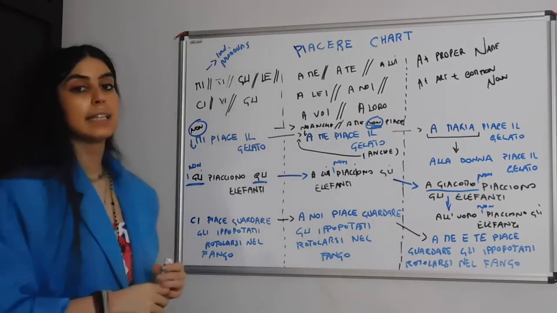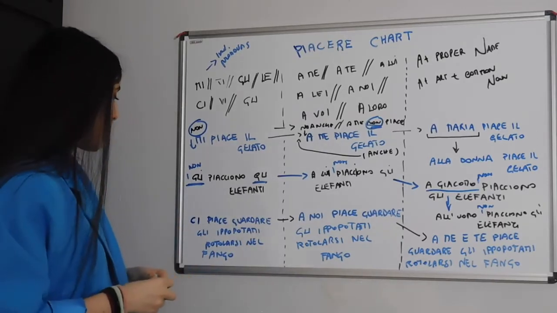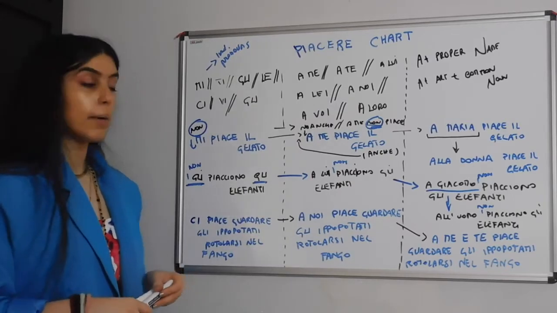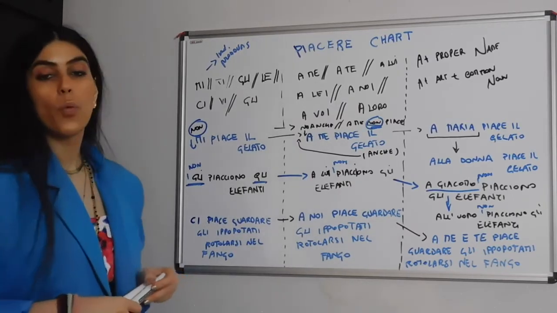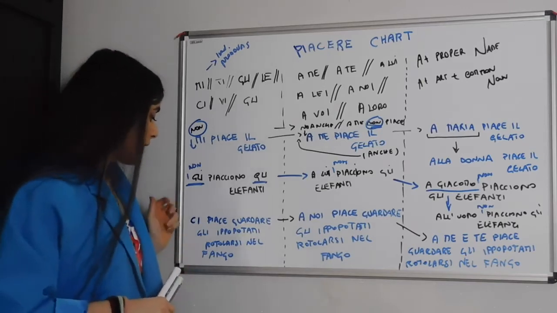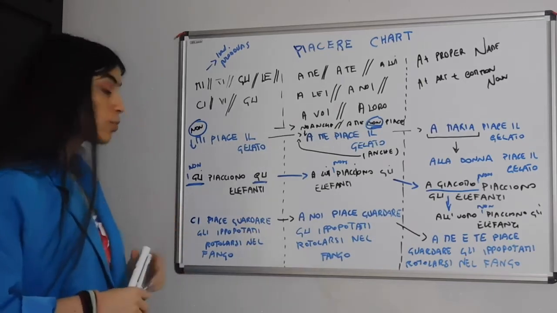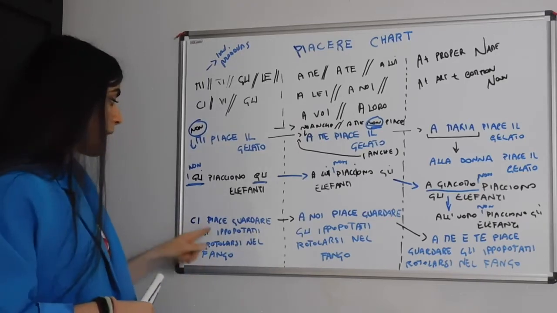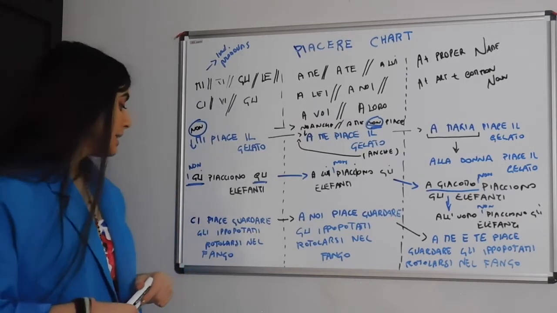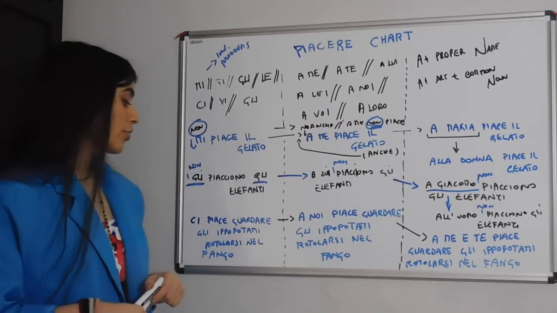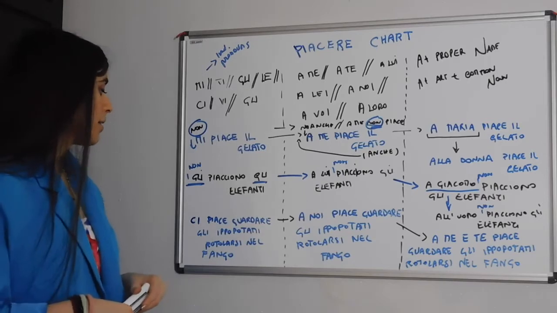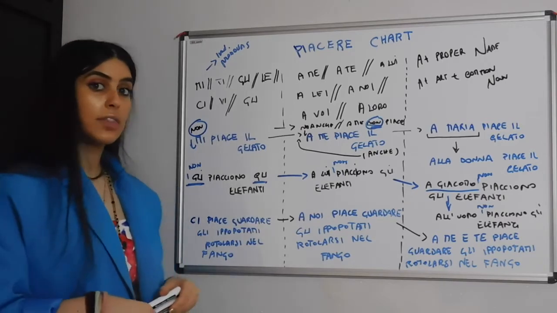And then sentence number 3, we're going to have ci piace guardare gli ippopotami rotolarsi nel fango. We like watching, or we like to watch hippos rolling in the mud. Rotolarsi is reflexive, because they roll themselves, their own body, nel fango, in the mud.